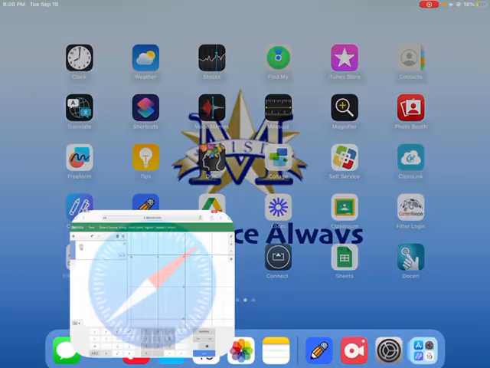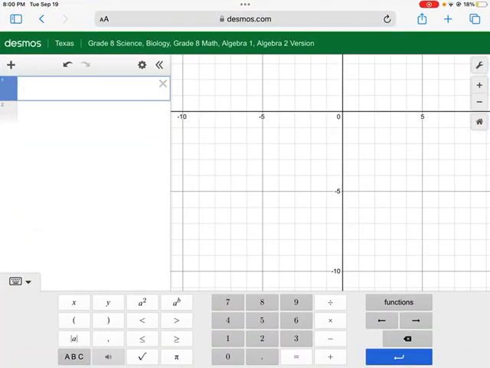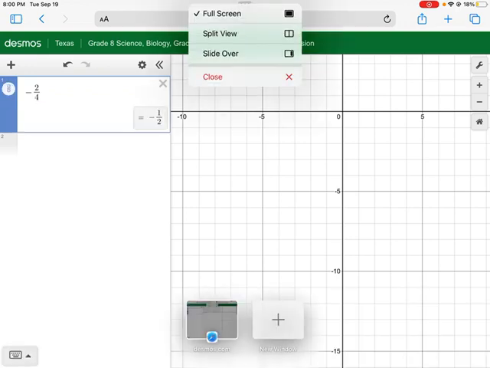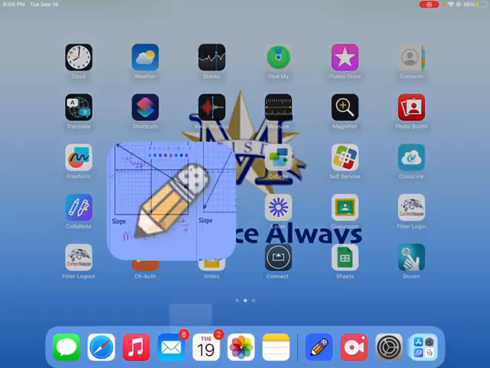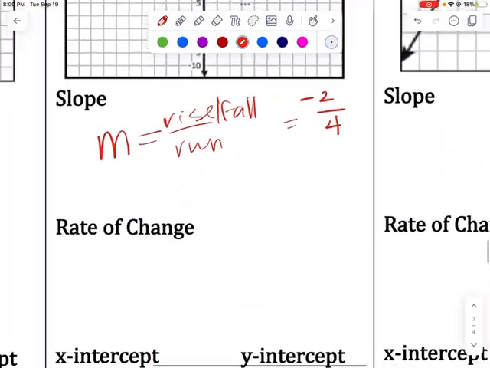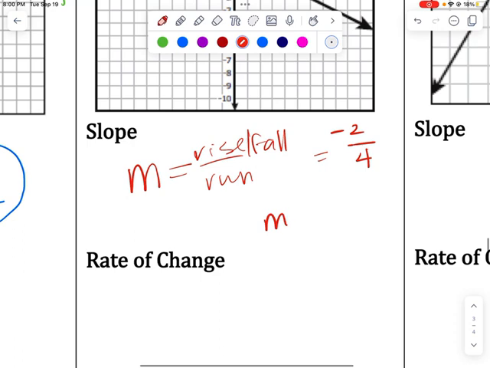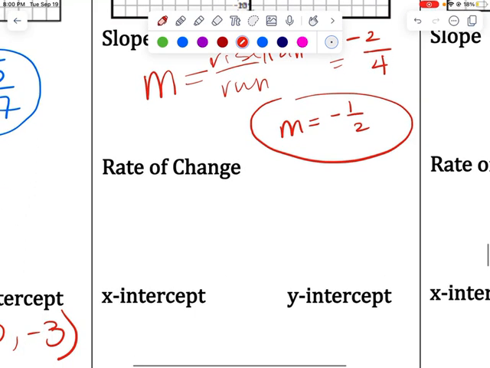Let's see if -2 over 4 gets us something better. -2 over 4 is just -0.5 or -1/2. So my m is equal to -1/2. Rate of change, same thing as slope. M is equal to -1/2.